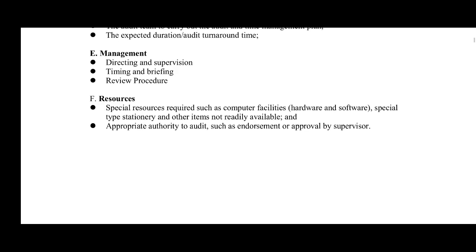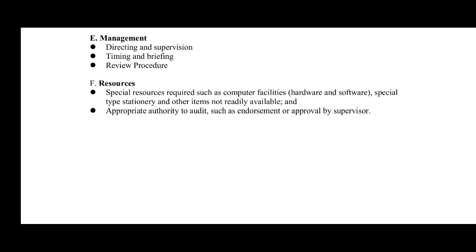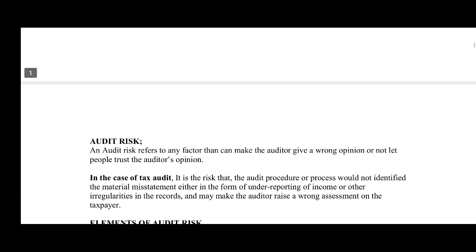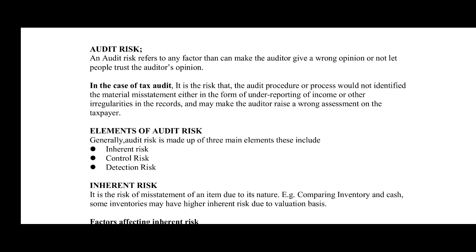Then we have the management, which includes the direction and supervision, timing and briefing and review procedure, mostly known as the quality control area. Then we have resources. So special resources such as computer facilities, both hardware and software, special type stationery and other items not readily available are considered, and the appropriate authority to audit, such as endorsement or approval by a particular supervisor. Now, that is the approach taken in a risk-based audit, and you should be ready to deal with that in the exam as it often appears.